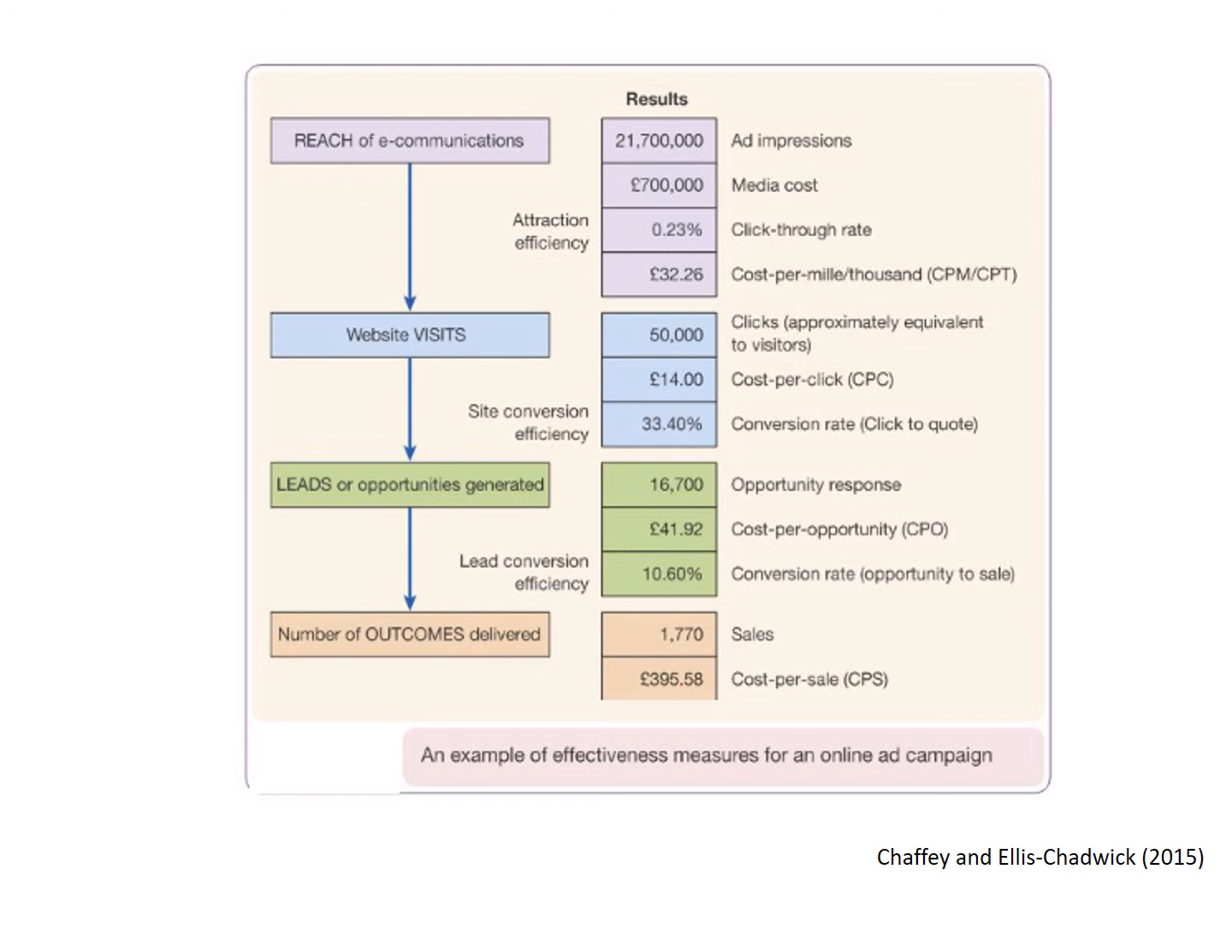So 10% of 16,700 led to 1,770 sales. So the cost per sale in terms of all this media is £395. So £395 times 1,770 sales gives you a media cost of about £700,000. So we can see how this all comes down.